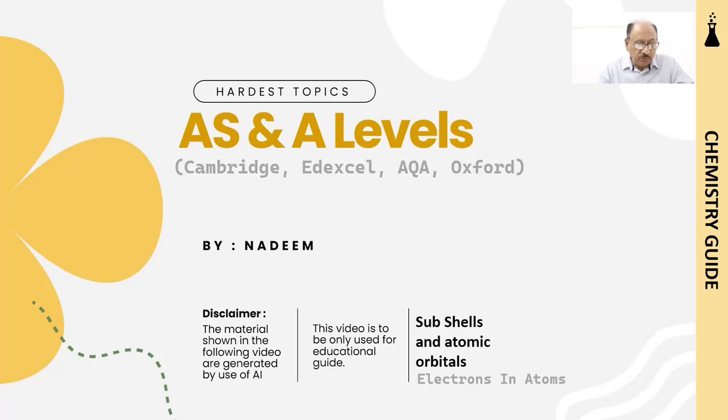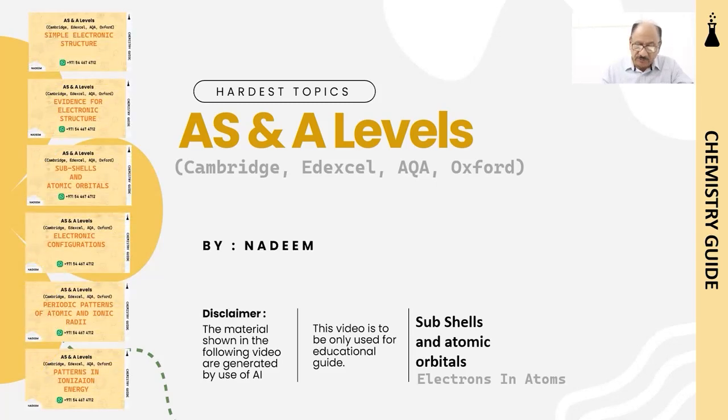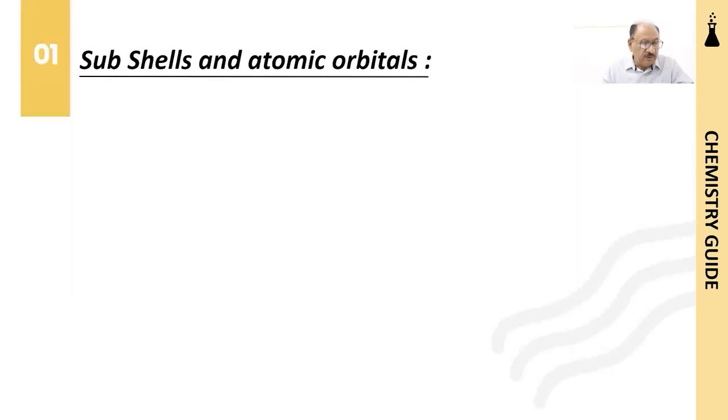Hello everyone. Today we'll be going through AS level chemistry and the topic is electrons in atoms. Specifically, the subtopic we will take is subshells and atomic orbitals. This whole topic comprises 6 videos which you can find in the playlist, and after covering these 6 videos you will be able to cover electrons in atoms, which is the main topic. So let us go through this video which is about subshells and atomic orbitals.